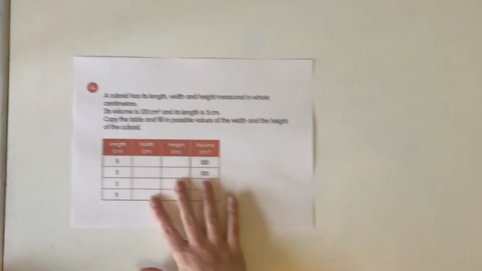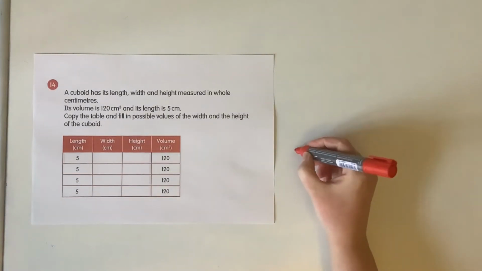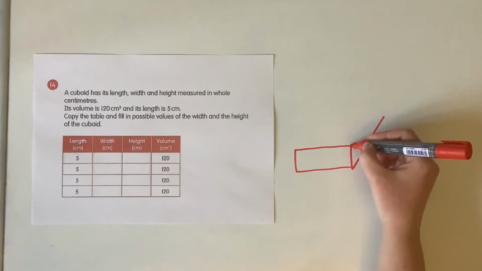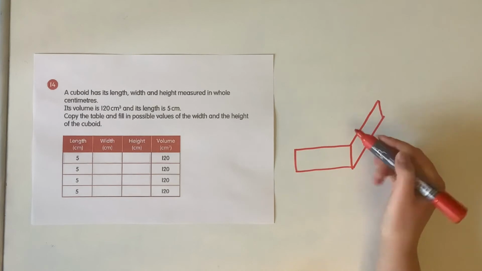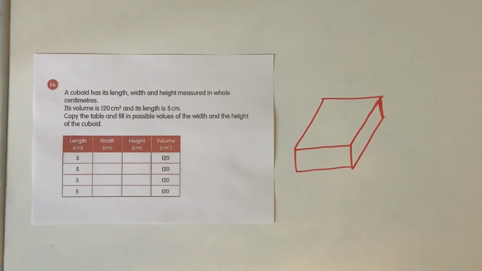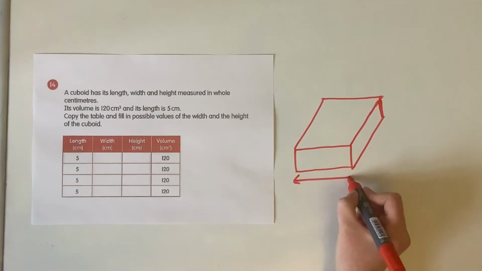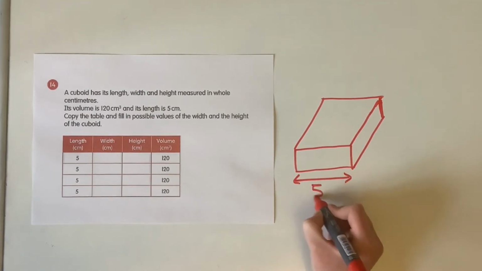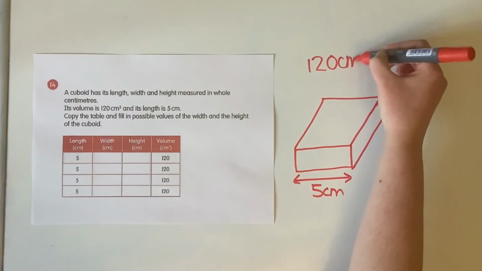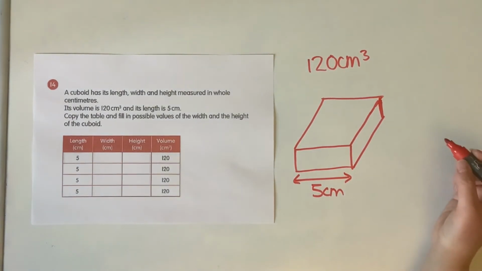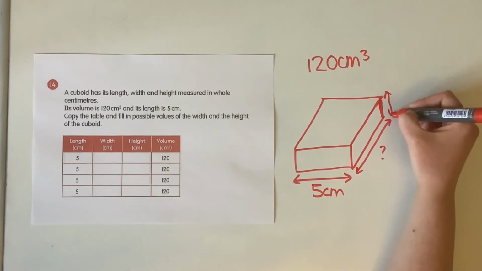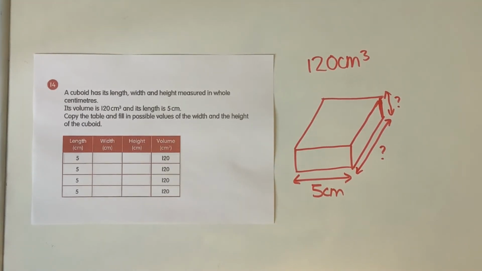Okay, so if I think of a cuboid, not drawn very accurately, something a bit like that. Obviously it would be a lot more accurate, but I know that my length is 5 centimetres. I know that the volume is 120 cubic centimetres, but I don't know what the width is or the height. So they're the two values that we need to see if we can find.